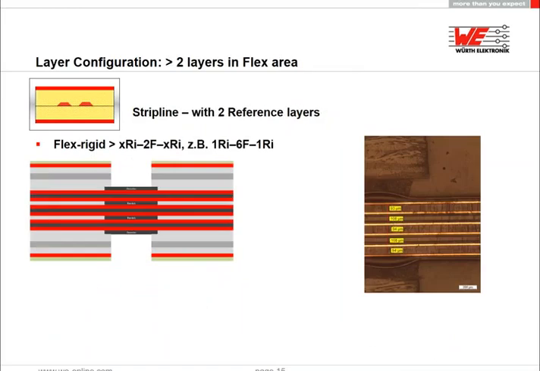If we have more copper layers in the flexible area, we can also use a stripline configuration, for example, with 2 reference layers. The example shows a so-called 1R6F1R construction, which means 8 layers in the rigid area and 6 layers glued together in the flexible area.